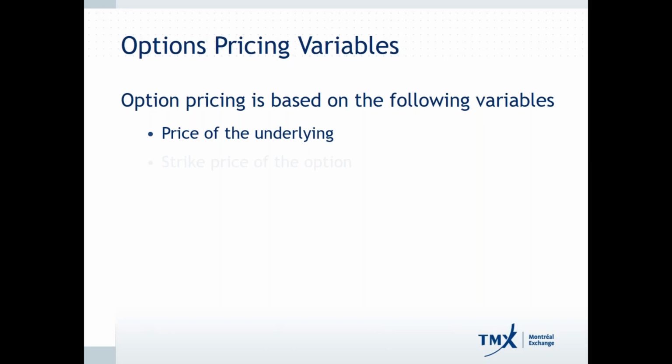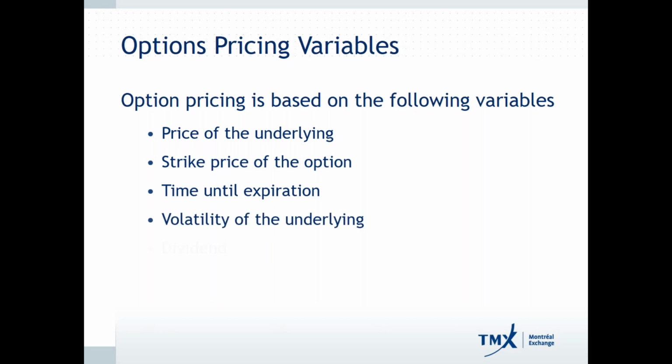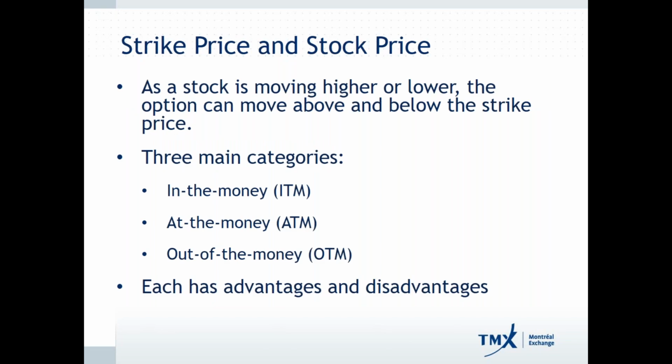Now, the option pricing is based on the following variables. You have the price of the underlying, the strike of the option, how much time there is until its expiration, the volatility of the underlying, the dividend, and the rate of interest rates. When you know all of these things, you can compute the theoretical price of an option. It's all mathematically derived based on probabilities. It's like an algebra equation, and these are all the math components that go into determining the price.